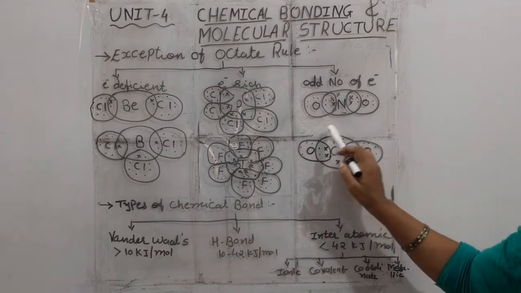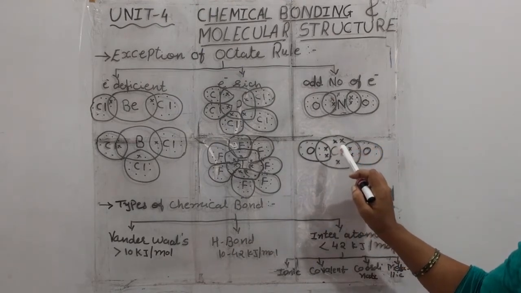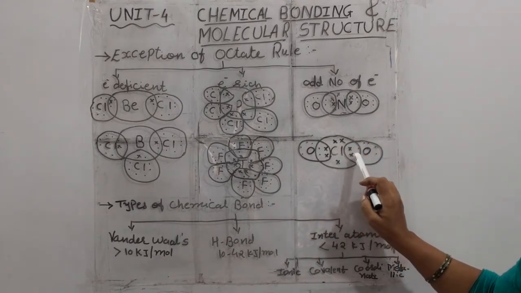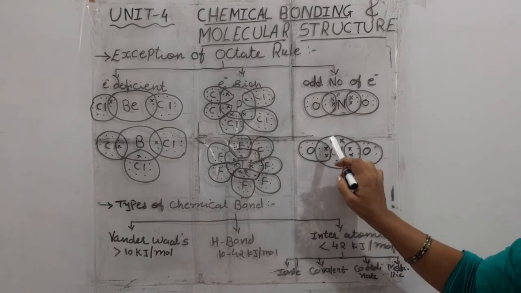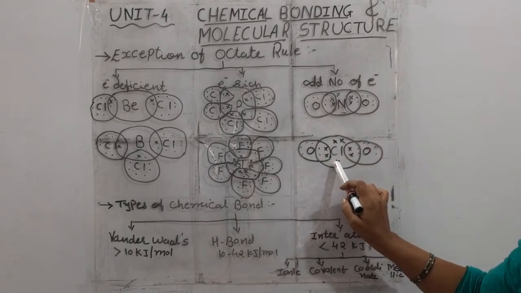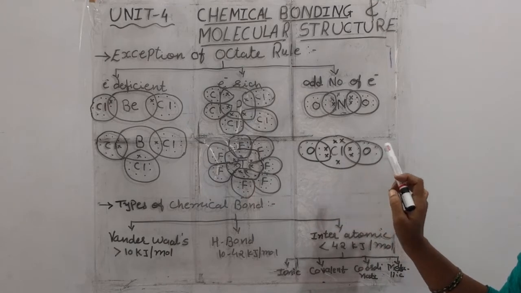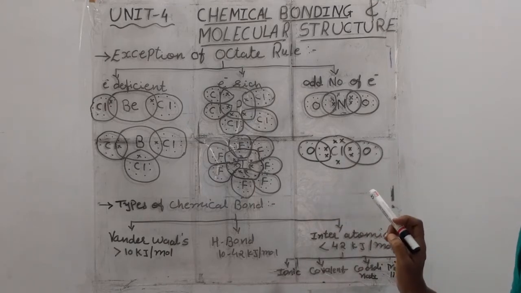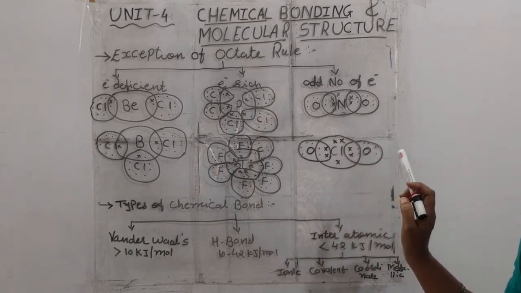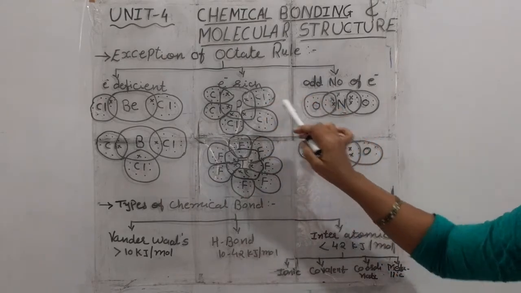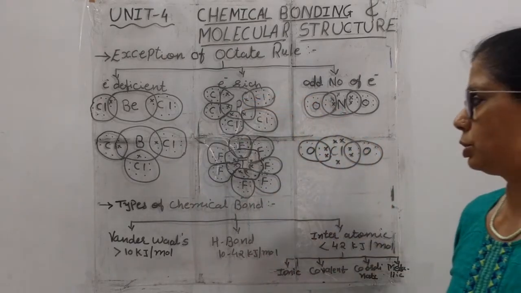But you can see, students, what about the chlorine condition? Chlorine is 4 and 4, 8, 8 and 2, 10 and 1, 11. So the central atom is also having an odd number of electrons. So you can understand, these are all exceptions to the octet rule.